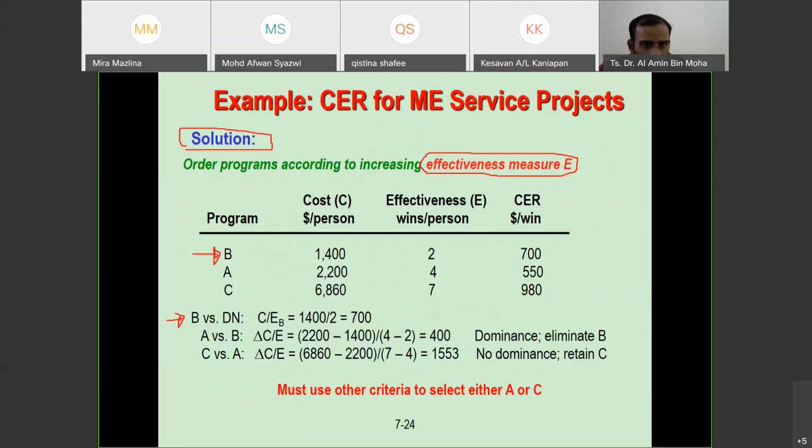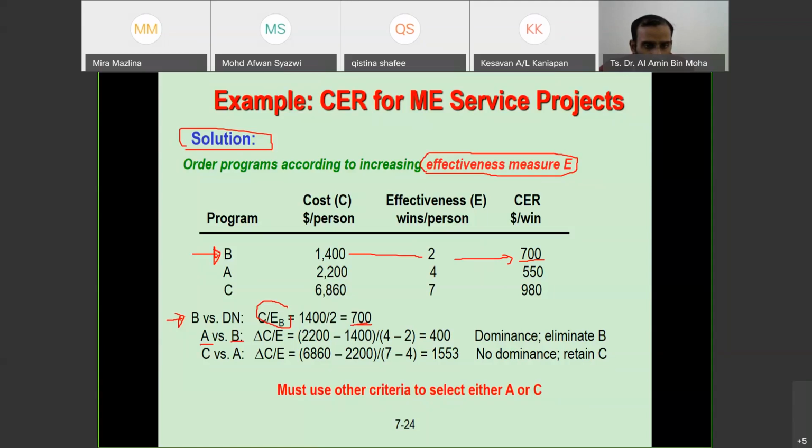They already give CR as 700, right? CE, this minus this, you got this. So CE is 700. Now we are going to compare A and B.